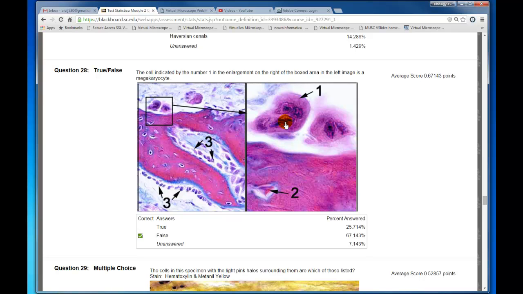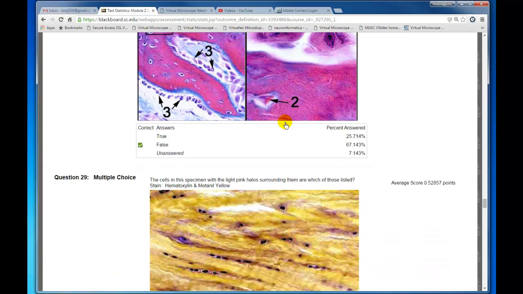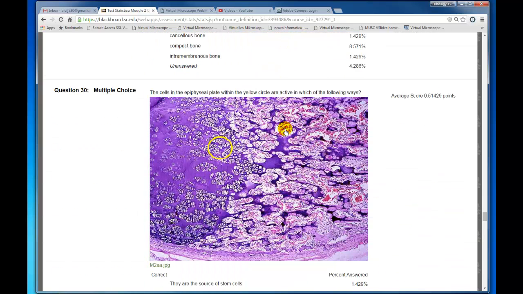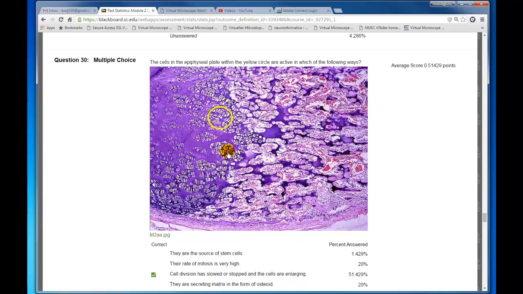Okay, number 30. The cells in the epiphyseal plate within the yellow circle are active in which of the following ways? Well, you're looking at this from left to right, you see stacks of cells here. That's the zone of proliferation. You see the cells are larger here, and this is the zone of hypertrophy. And then you see here the deposition, the calcification of the cartilage.